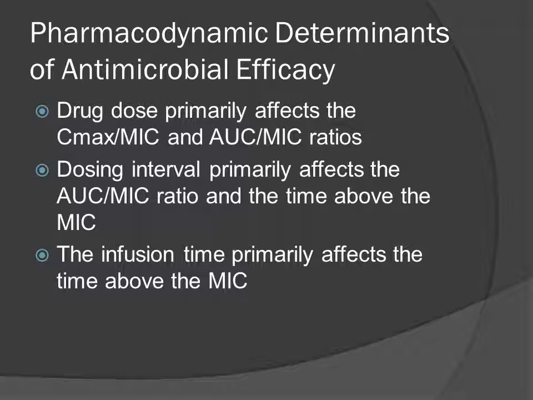Increase the dose, you increase the Cmax, or you increase the exposure to the medication. Decrease the dose, and you've decreased the Cmax, and you've decreased the overall AUC. Dosing intervals primarily affect the AUC versus MIC ratio and the time above the MIC. So if you decrease the dosing interval, you typically increase the AUC versus MIC. And the time above the MIC is increased as you decrease the dosing interval because you're giving the antibiotic more frequently. Infusion time primarily affects the time above the MIC.